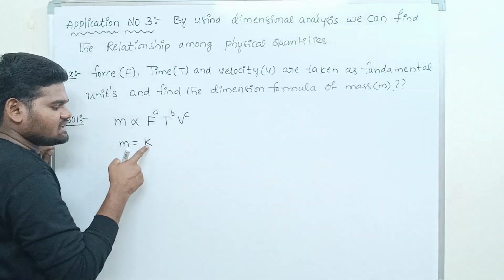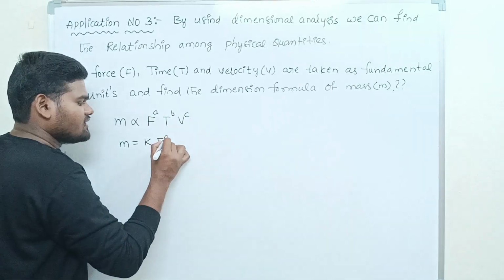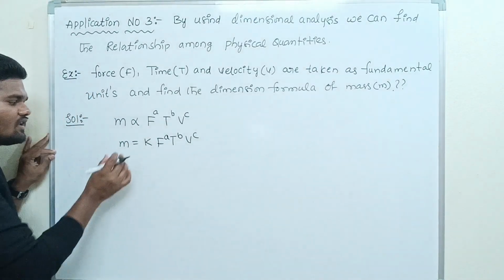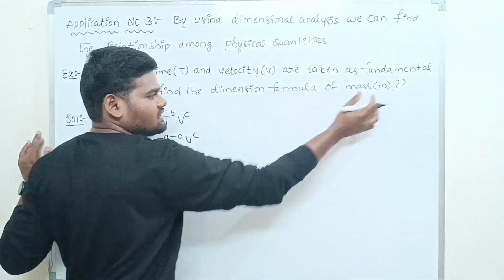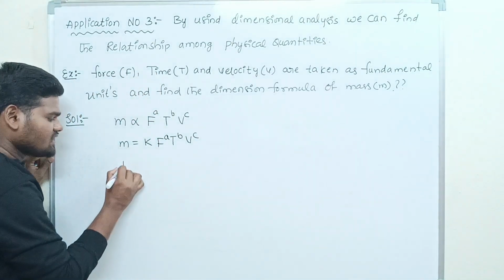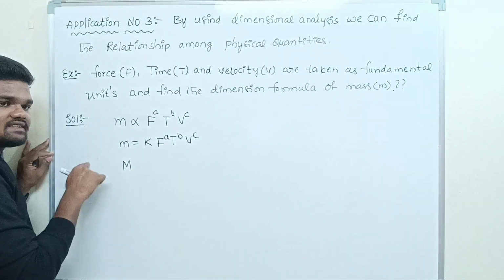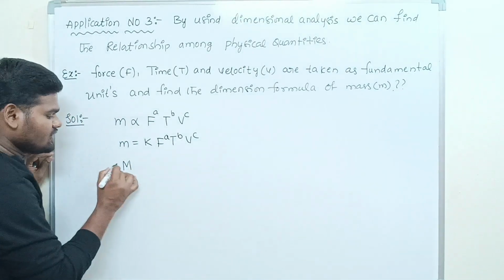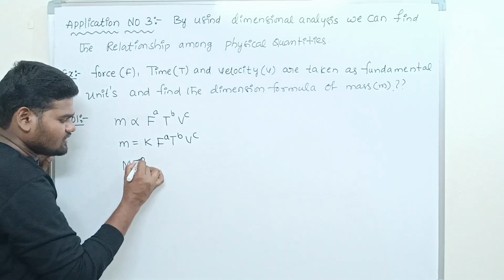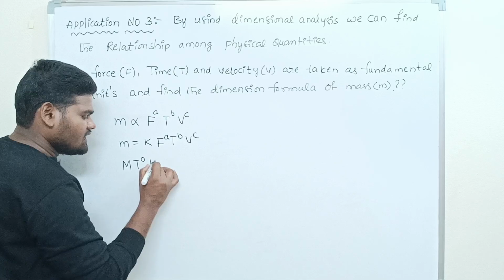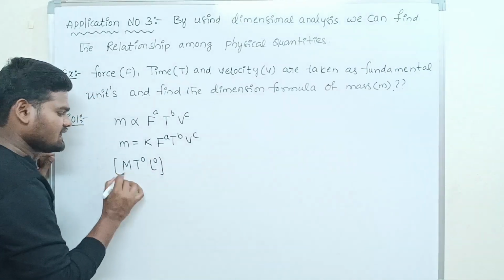Let us say that constant is K into F power A, T power B, and V power C. M means what? Mass. What is the dimensional symbol for mass? Capital M. Here, at the LHS side, any time term is there? No. Time power 0. Any length term is there? No. L power 0. Just I am writing like this.